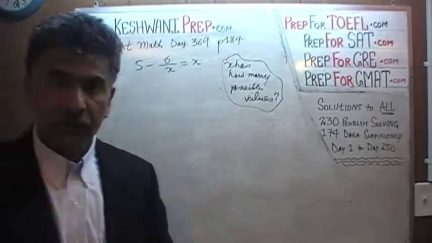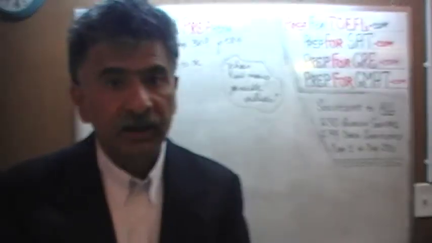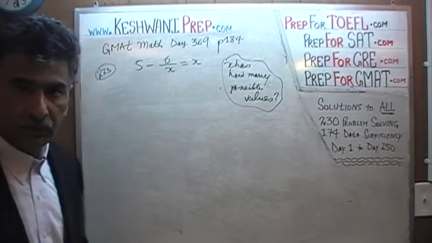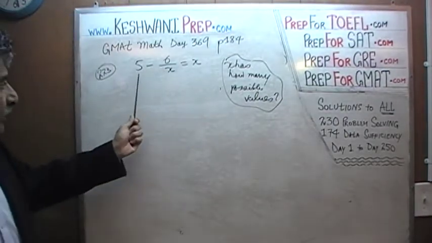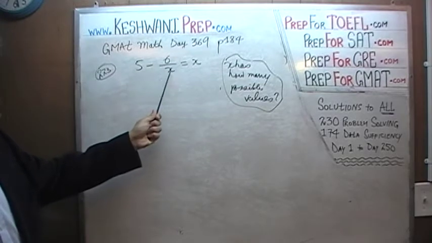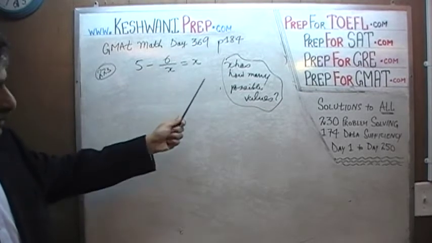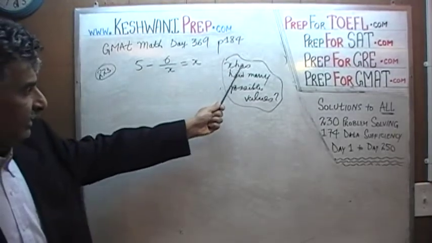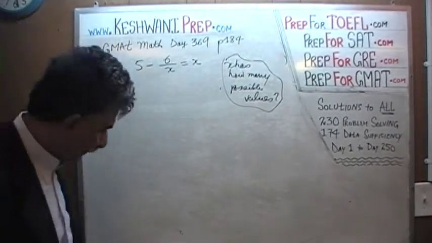184. Please turn to it. Page number 184, the very last problem that you see there in the first column, problem number 223. Here's the problem. We are given an equation here, 5 minus 6 over x equals x. And the question simply is, if this equation is to hold, then x will have how many possible values? Let's find out, shall we?